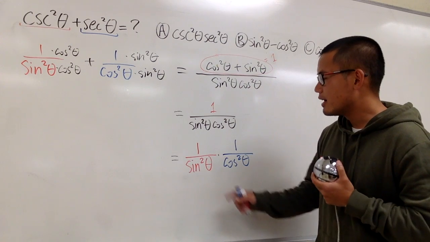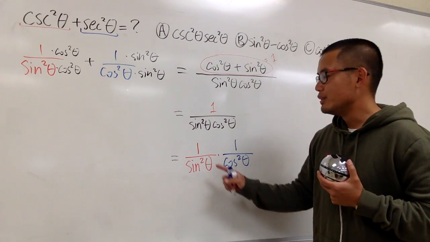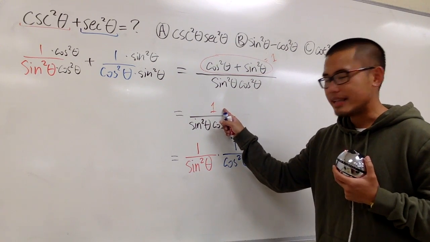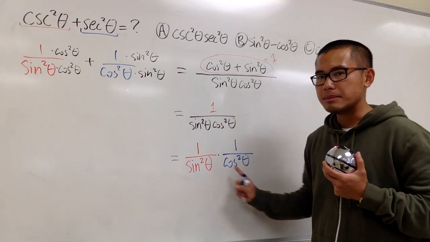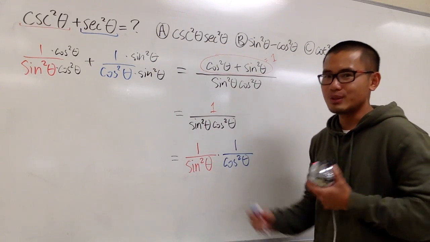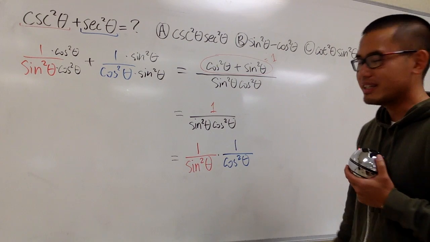And the reason I can do that is because, remember, when you multiply fractions, you can just do top times top. 1 times 1 will give you this 1. And then you put it over bottom times bottom. Sine squared theta times cosine squared theta is this one. So you can still separate the fraction like this, all right?